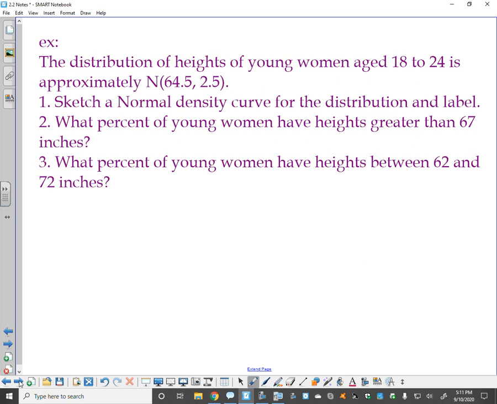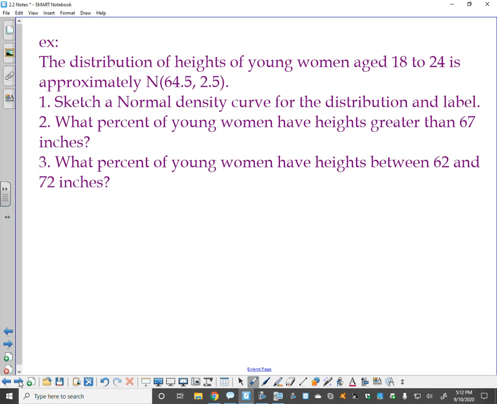The distribution of heights of young women aged 18 to 24 is approximately normal, with a mean of 64.5 inches and a standard deviation of 2.5 inches. Sketch a normal density curve for the distribution and label. What percent of young women have heights greater than 67 inches? What percent of young women have heights between 62 and 72 inches?